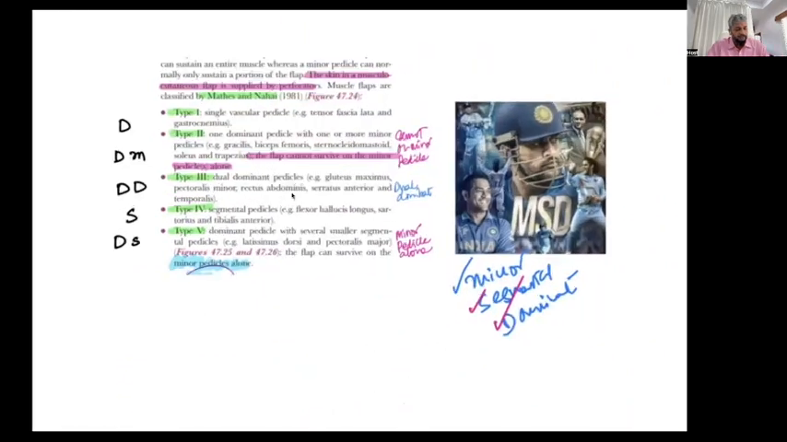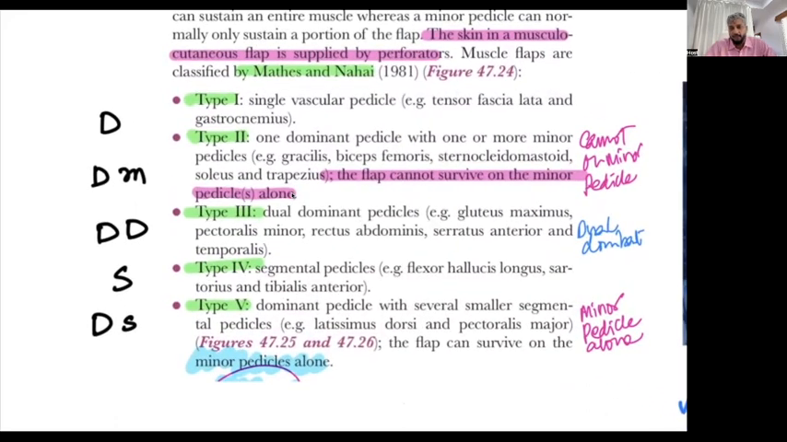So five types. The first type, type 1, only one letter you need to remember, that is the dominant. Second one is one dominant and another vessel that can supply it, which is a minor vessel. So here the important MCQ that can be framed is this flap cannot survive on only minor vessels. So dominant vessels should be there. Minor vessels also should be there. If the dominant supply is not properly harvested, there is a chance that the graft cannot survive.